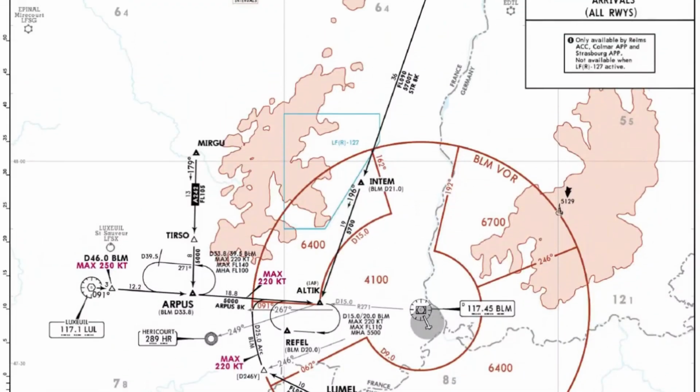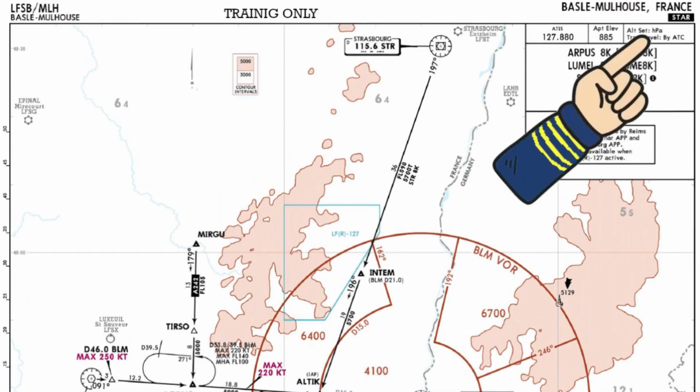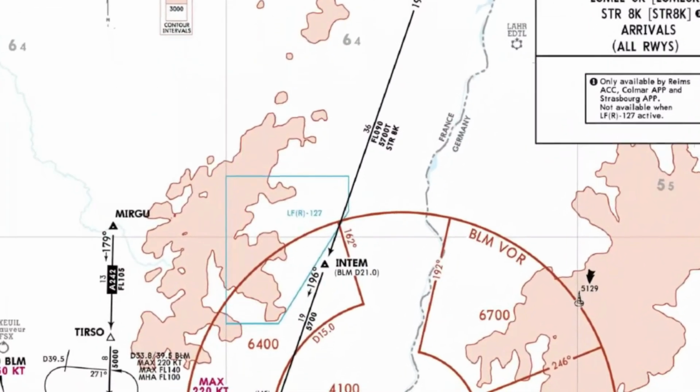And for this reason, this little DME arc can only be flown with a required navigation performance system. Now we're looking at the Balmulu's arrival. As you see, this one is just STARs, which means that I don't need an FMS, I don't need an area navigation system to fly this standard arrival. I just need the VOR.